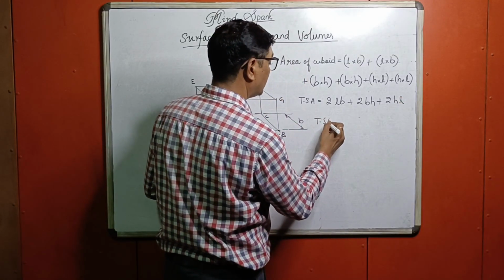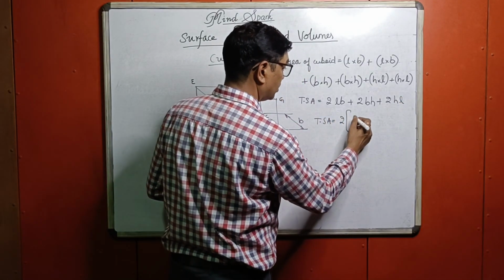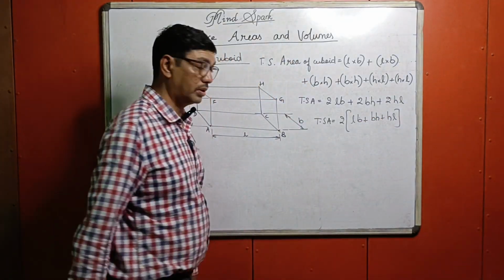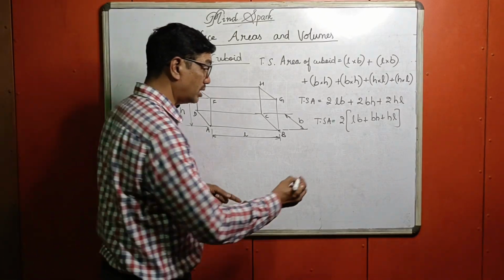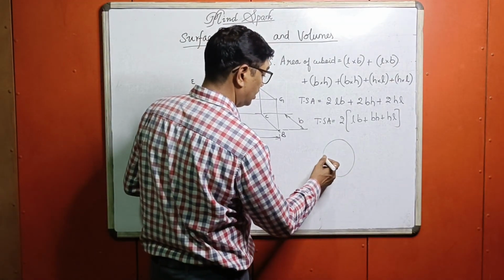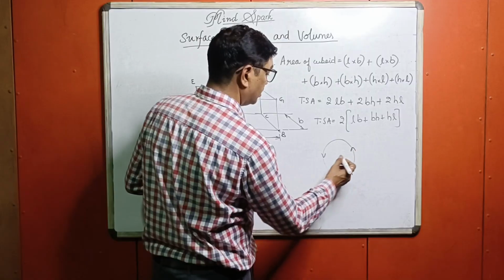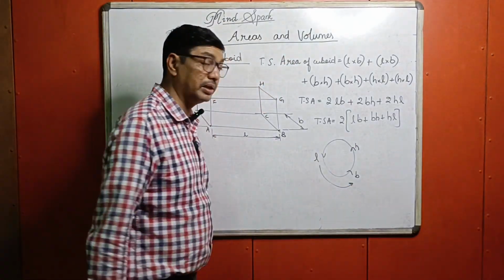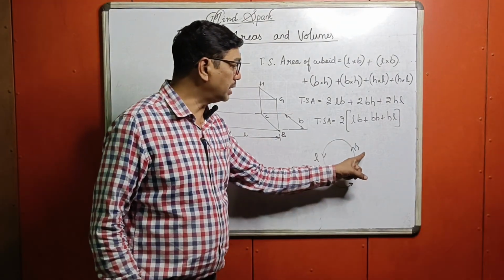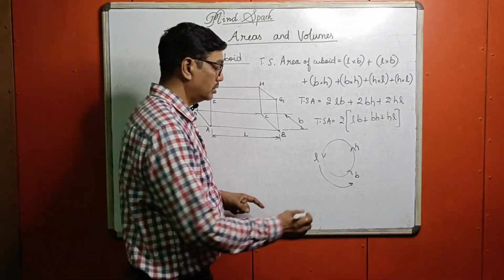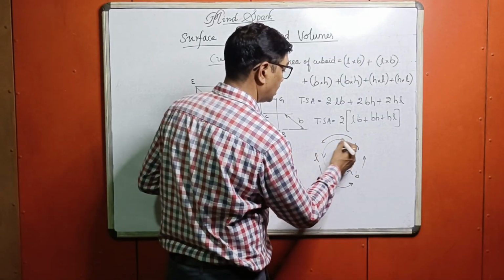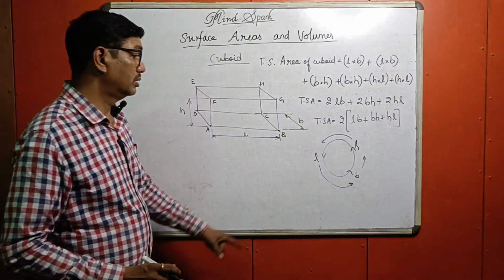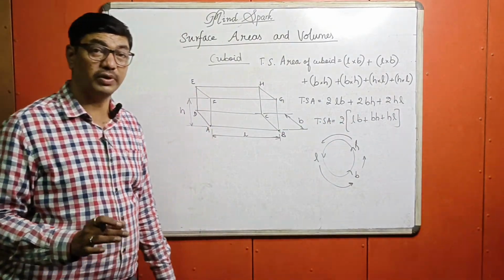Then total surface area will be 2, you can take common. So 2 times LB plus BH plus HL. Okay, so you should write in order. So this order is like to take a circle. Say length, breadth, and height. So first it will be L into B. You can see here L into B. Then B into H. Then H into L. So this order you should go. It's clear now. Okay, L into B, B into H, H into L. So this is your total surface area of a cuboid.